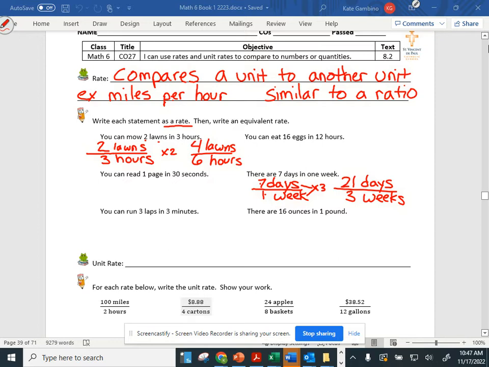Luciana. Do we have to simplify it? Remember when we're doing equivalents, we're not simplifying. This is as simple as it gets already. So we're just doing the equivalents.